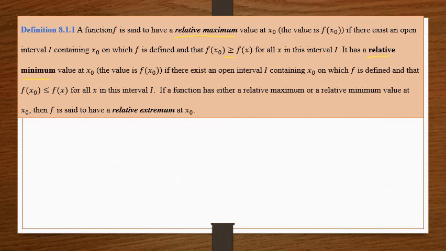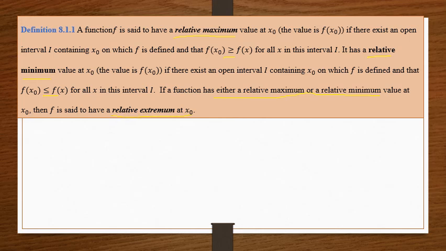Okay, it has a relative minimum naman, a relative minimum value at x sub o. The value is f of x sub o if there exists an open interval I containing x sub o in which f is defined and that f of x sub o is less than f of x for all x in this interval. So that's why relative minimum because less than yung f of x sub o natin sa function natin na f of x. If a function has either a relative maximum or a relative minimum value at x sub o, then f is said to have a relative extremum.